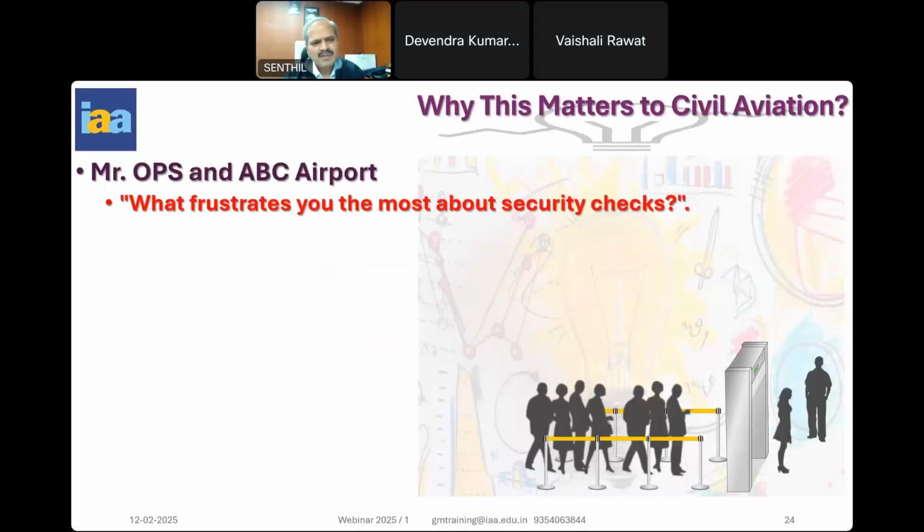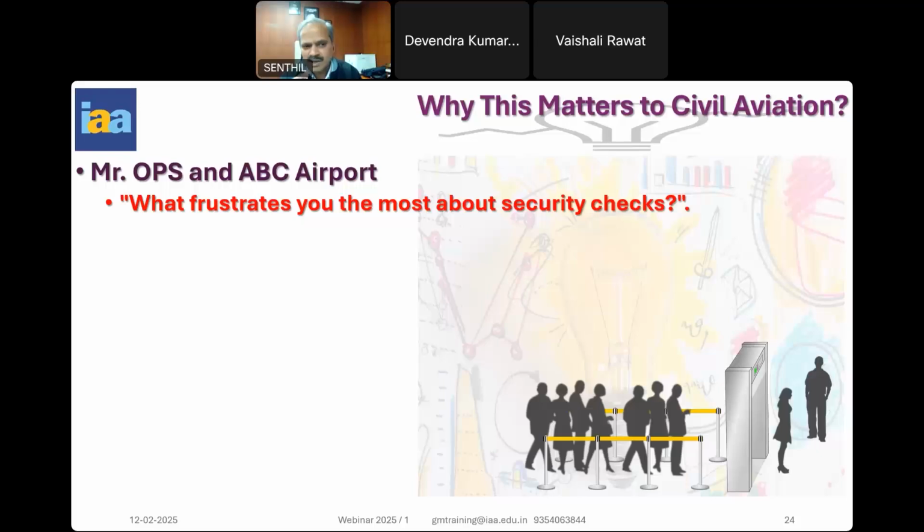Then next, after he observed all these things, he started asking the passengers, what frustrates you the most about security checks? Why is he asking this negative question? He's not asking what makes you happy at our airport. That you should ask for the ASQ rating or something. But this is the solution. You have to find a problem.